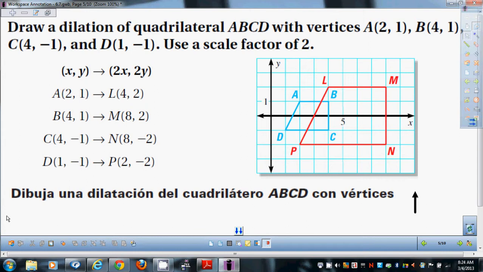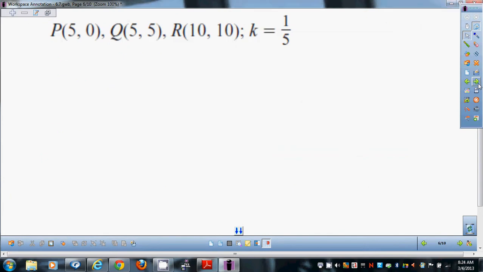Alright, first example we're going to do. Here are your coordinates. There's our scale factor, K. I don't know why they call it K, but they call it K. We have to graph it, and we have to find the images and graph of our image. Is this going to be an enlargement or reduction, Malik? What about you, Ariana? Enlargement or reduction?